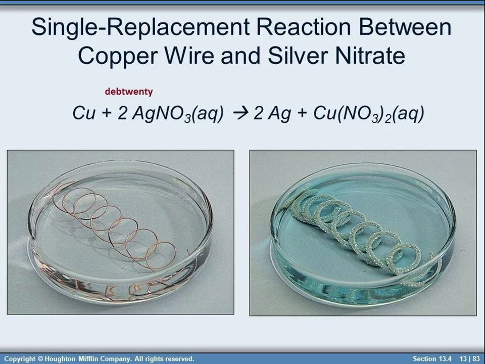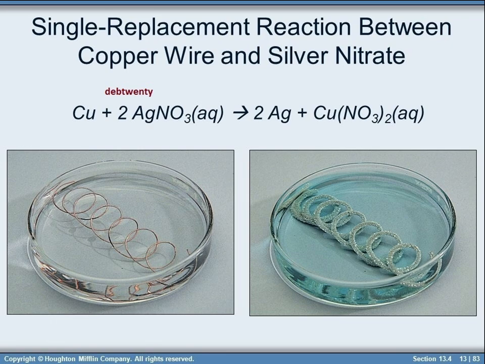For metals, a single displacement reaction will occur if the element being replaced is lower in the reactivity series than the element that will take its place. When copper is placed in an aqueous solution of silver nitrate, two visible changes occur. The copper metal becomes covered with crystals of silver metal, and the solution becomes blue. This reaction is an example of a single displacement reaction.